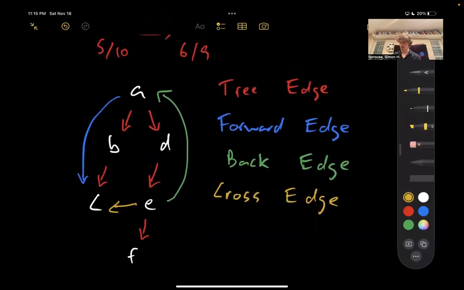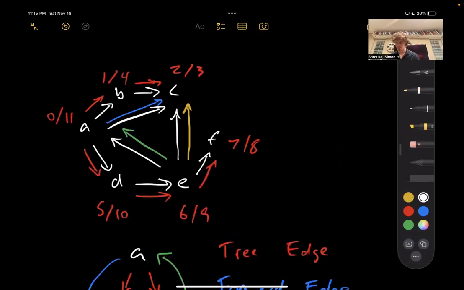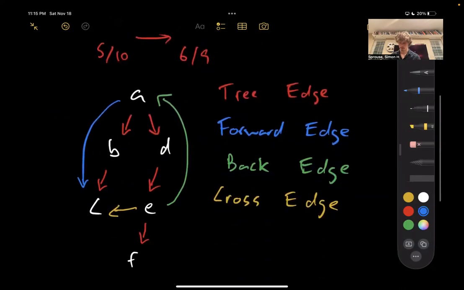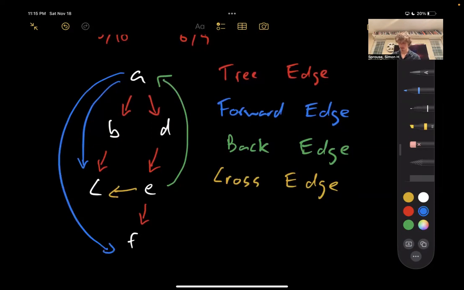For the sake of argument, let's just practice these a few more times. So let's just add in some edges to this graph. Let's imagine A connects to C. Let's imagine A also connects to F. And in fact, this would happen to be a forward edge, right? Because we are skipping forward in the graph to something that we've seen before. So A connecting to F, this is another forward edge.